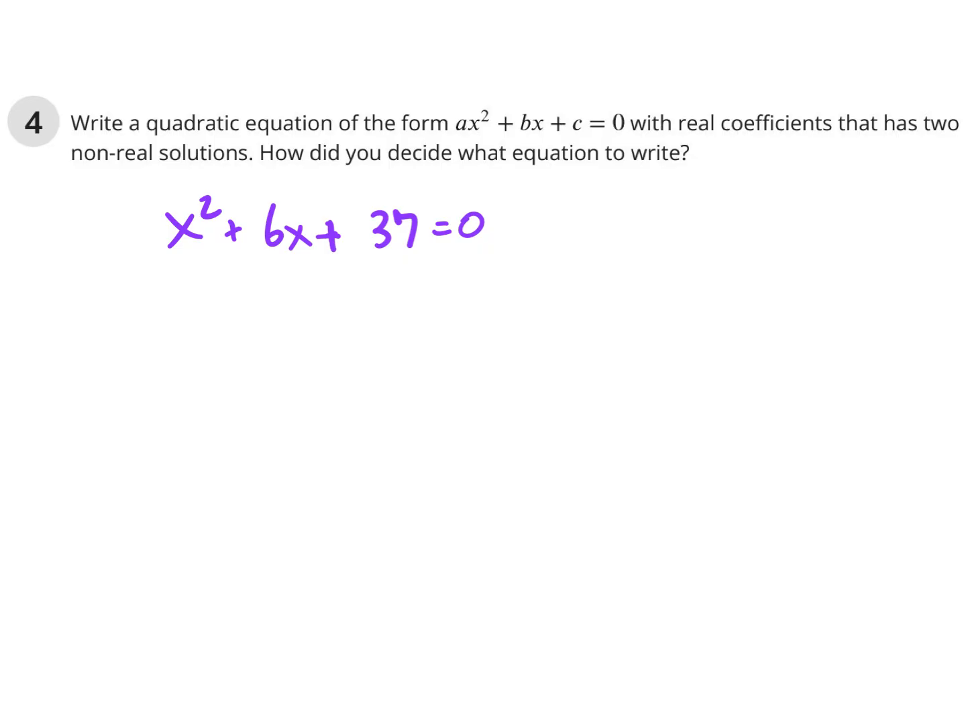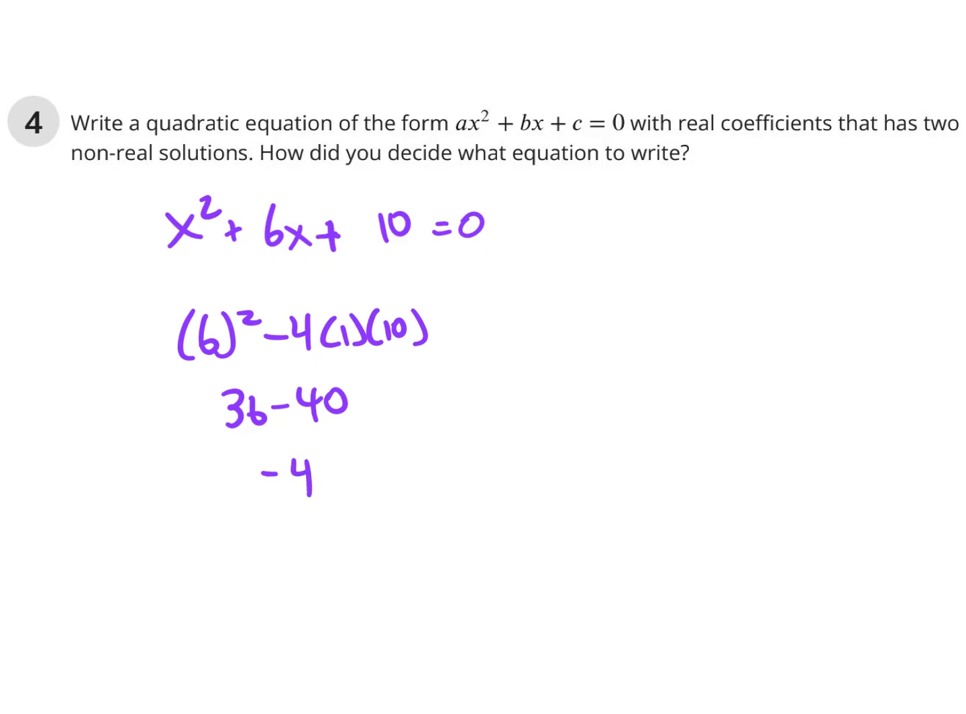So how do I know? B squared minus 4ac. 6 squared minus 4 times a times c. Oh, yeah. I could have put a 10 here. So any number times 4 that's bigger than 36. And I put a 37 in there, which is a crazy big number. I should have put a 10 in there. Let's put a 10 in there because that's the smallest number. Let's change this to 10. Minus 40 gives us negative 4. Negative gives us 2 non-real solutions.